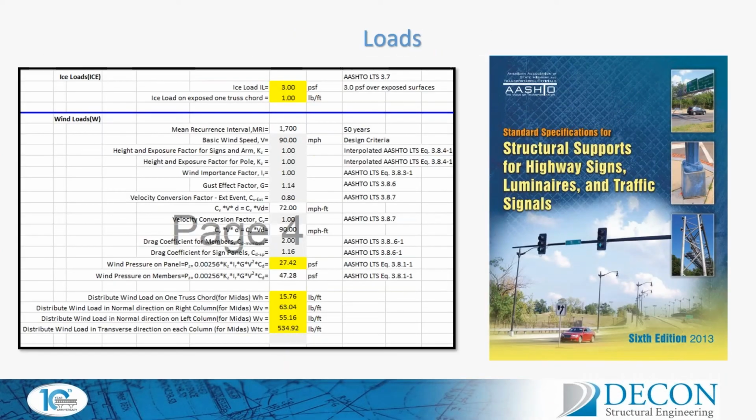So let's talk about the loads. As mentioned earlier, we used AASHTO LTS 6th edition, that is AASHTO standard specifications for structural supports for highway signs, luminaires, and traffic signals. This is the screenshot from the in-house Excel sheet that we use to calculate the wind and ice load. All the factors for the wind loads, Kz, importance factor, gust effect factor, all those factors have already been discussed. So based on this code or the standard, we calculated all the loads.